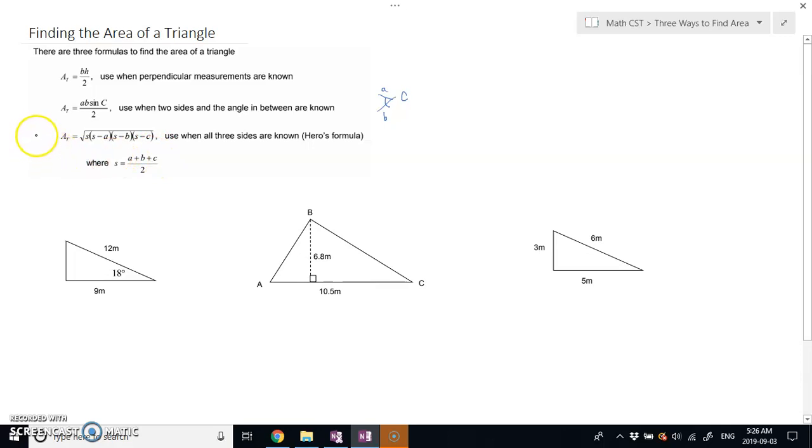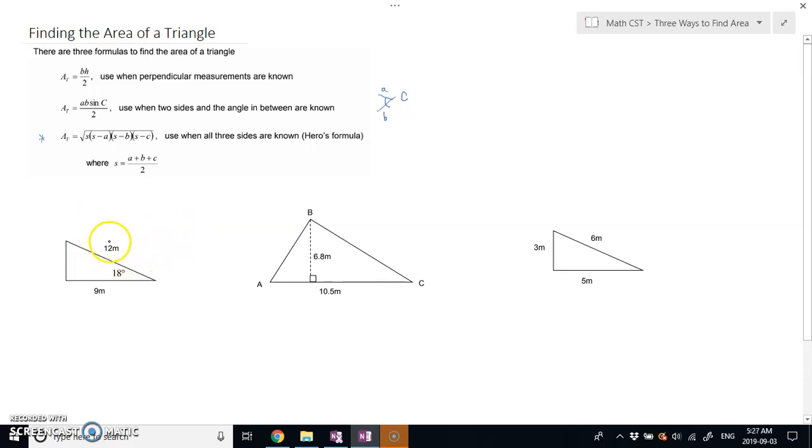Now this one is the most commonly implemented, both in the long answer and as a multiple choice or short answer question on the CST exam. More often than not, we're seeing questions where a triangle is given on the page with 3 sides and the short answer question says, to the nearest centimeter squared, what is the area of the triangle? And that's your chance to use Hero's formula. So let's look at these 3 triangles below, make some decisions about which formula we might want to use, and then go ahead and solve them.